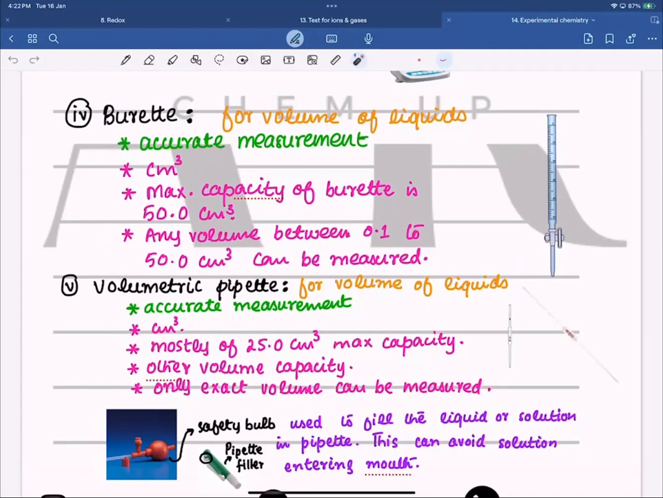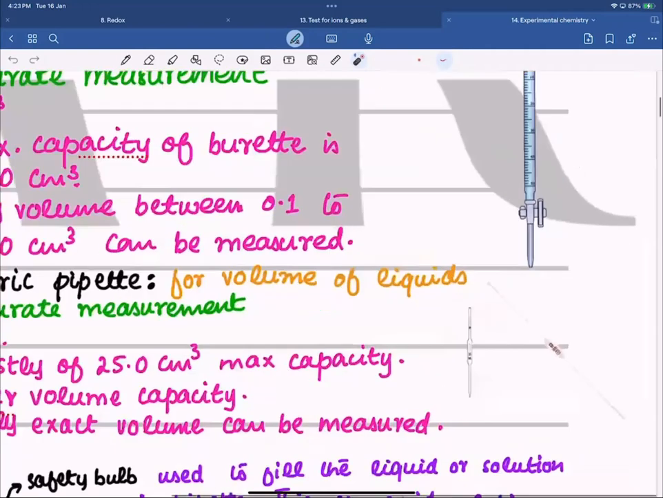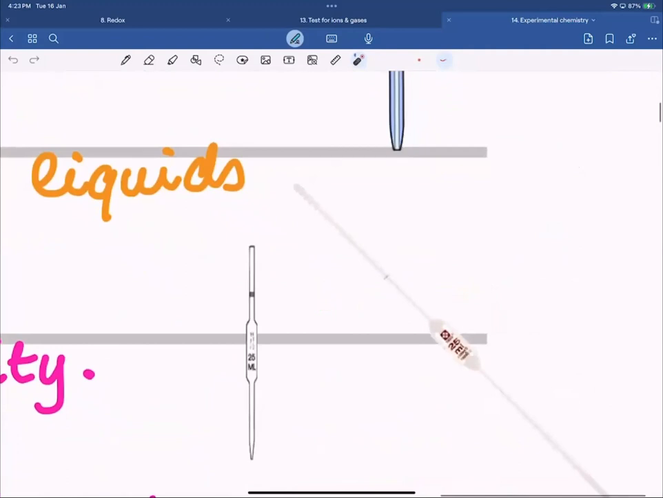It means that this pipette is of 25 centimeter cube, as you can see in the diagram. So there are some other pipettes like 5 centimeter cube capacity or 10 centimeter cube capacity. So from that pipette, we can only transfer that 5 centimeter cube only or 10 centimeter cube only, whatever the capacity it has.